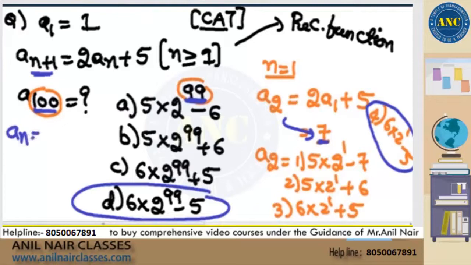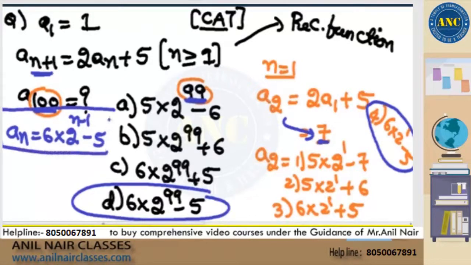The series for this question is an = 6 into 2 power (n minus 1) minus 5.